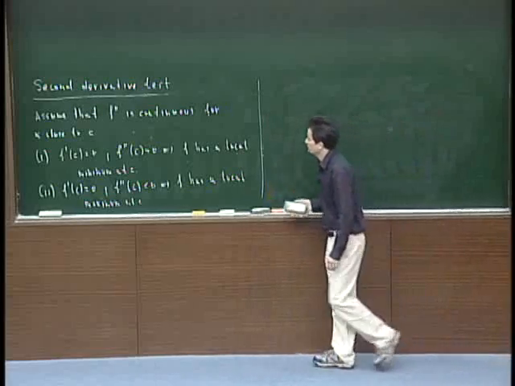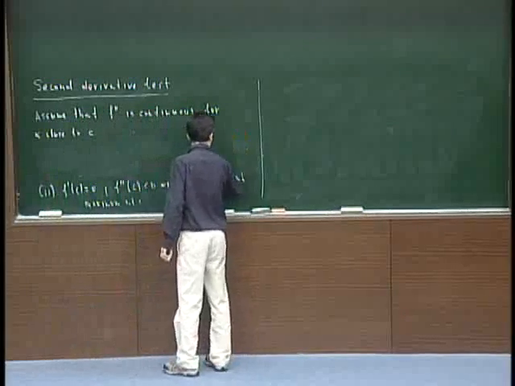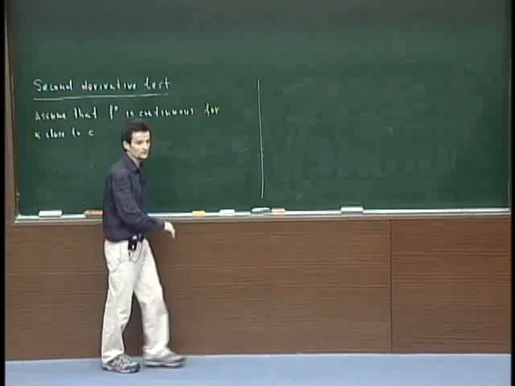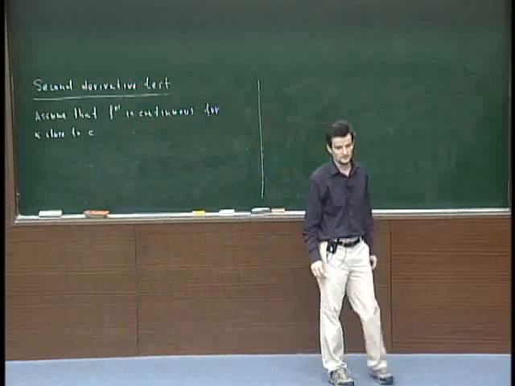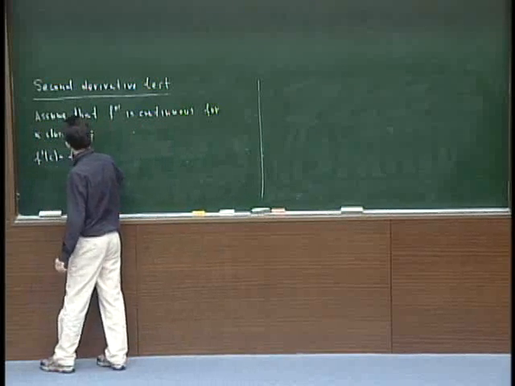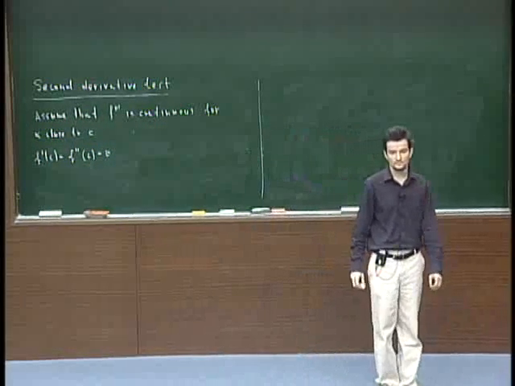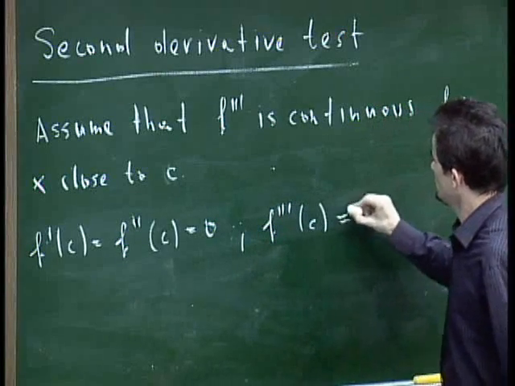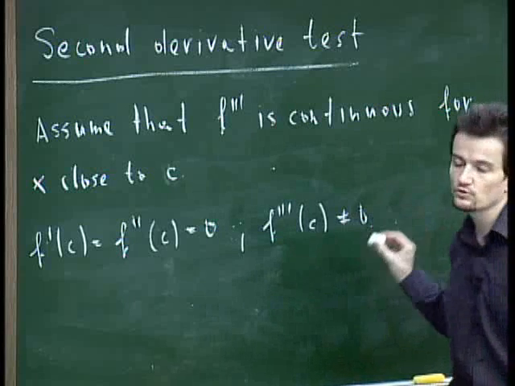Now, maybe you have learned in high school as well what happens if the second derivative is equal to 0 as well, where this test doesn't give any answer. So let's assume that the third derivative is continuous for all x close to c, and assume that the first derivative and the second derivative both are equal to 0. And assume that the third derivative is not equal to 0. Then what can we conclude in this case?